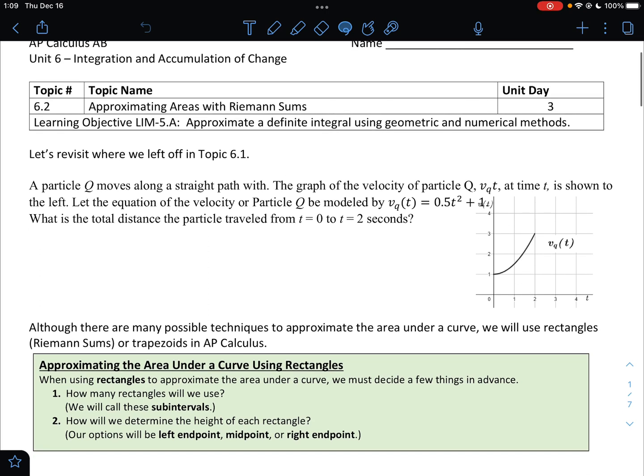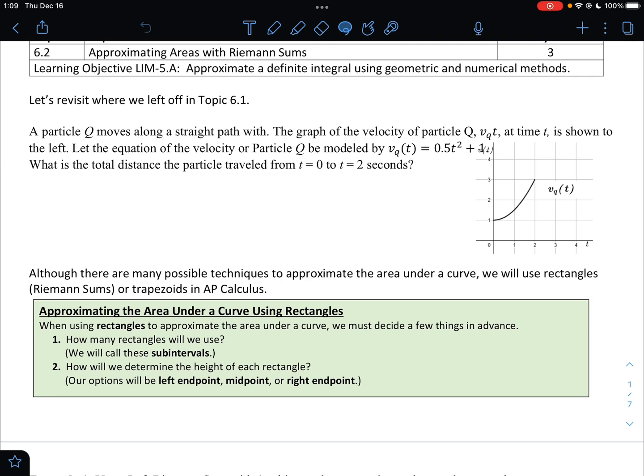This is the same problem that we ended with in our video from topic 6.1. A particle Q moving along a straight path. The graph of the velocity of particle Q at time t is shown below here. The velocity of particle Q is modeled by the function 0.5 t squared plus 1. What is the total distance the particle traveled from t equals 0 to t equals 2 seconds?